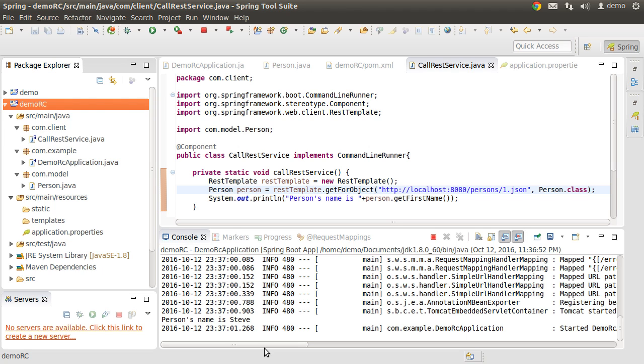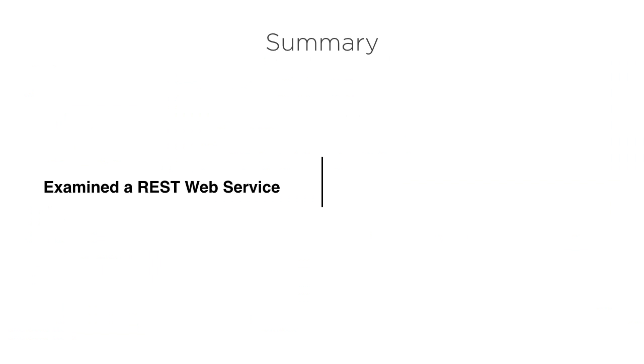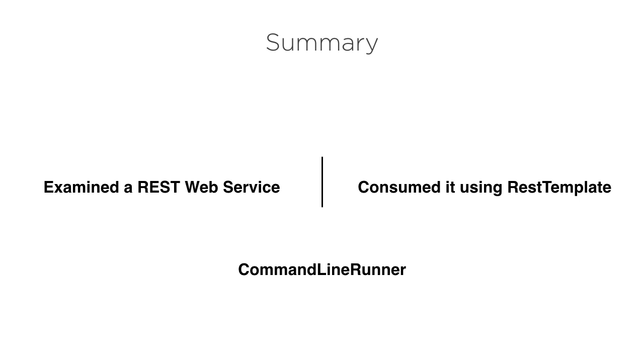Alright, now it's time to summarize what we learned. In this tutorial, we first examined our REST web service, and then using the RestTemplate, we consumed that web service. We saw the consumption of the web service when it returns the results in both the JSON and the XML format. Along the way, we also saw the use of the CommandLineRunner interface.